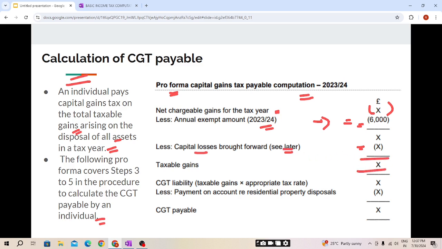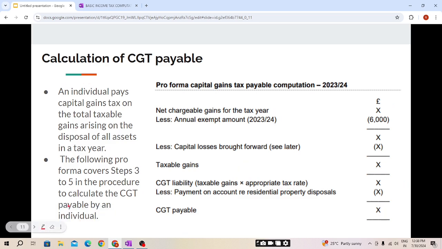So this will give rise to the taxable gains. Then we need to pay the CGT. To calculate the CGT liability, students: taxable gains into the appropriate tax rate, less payment on account of residential property disposal. You will have your CGT payable. This we will cover in our next slide, students. Why do we reduce the payment on account of residential property? Because the CGT on residential property needs to be paid within 60 days. We'll cover this in more detail.